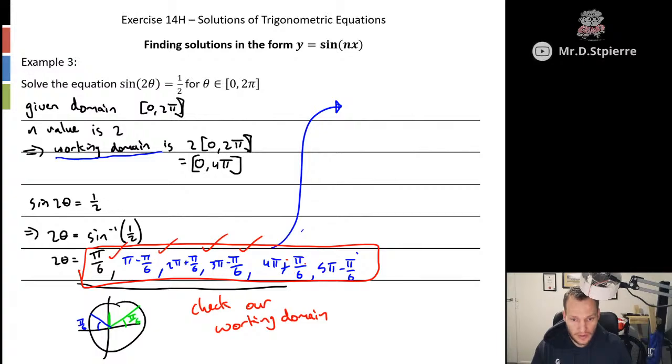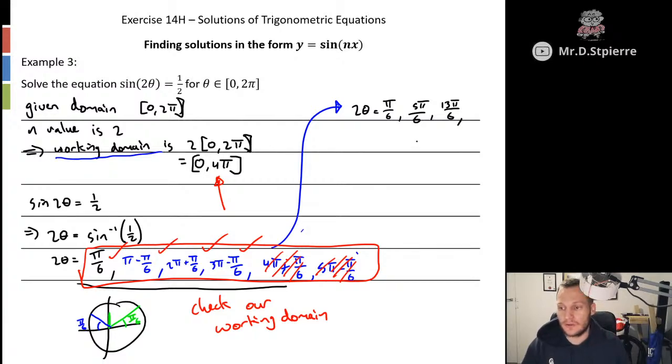4 pi plus pi on 6, is that in our working domain? No. So that's no good, and then that's definitely too big. That's no good. So what are we left with? We're left with 2 theta is equal to pi on 6, pi minus pi on 6, 2 pi plus pi on 6, that is the same as 12 pi on 6 plus pi on 6, so 13 pi on 6. Look at that.